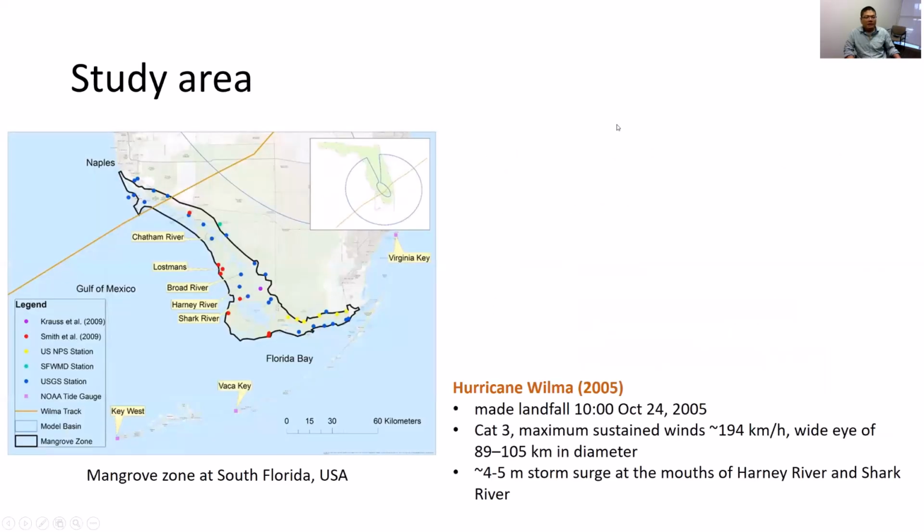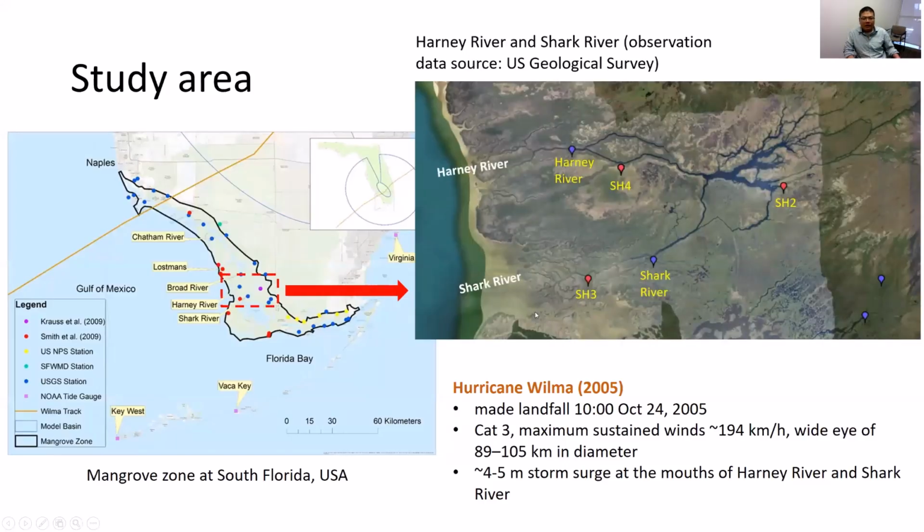inland model. This slide shows our study area, which is a mangrove zone at the west coast of South Florida, USA. And we selected the 2005 Hurricane Wilma as case study. This orange line shows Wilma's track around the landfall. Wilma caused about 4 to 5 meters high storm surge around the mouths of Honey River and Shark River, as you see here, which is our focused simulation area. Gauge measurements by the USGS are available for model validation.